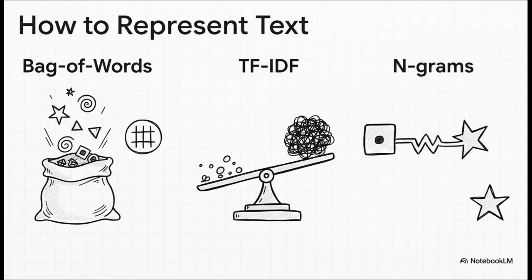You've got a few classic ways to do this. Bag of words, super simple. It literally just counts how often each word appears and ignores everything else. TF-IDF is a bit more clever. It boosts the importance of words that are really unique to one document, because those tend to carry more weight. And then you have n-grams, which are great for catching context by grouping words together. That way, the model learns that not good is the total opposite of just good.